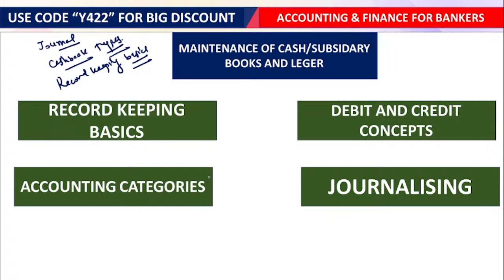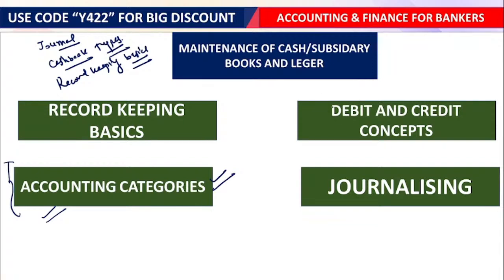After that, accounting categories, that is the most important topic of the chapter. In accounting categories, you have to understand what a real account, a personal account and a nominal account are, and you also have to understand what the golden rule of accounting says. This is a very important topic, and it is very useful in most of the chapters of this subject. So the accounting categories topic is very important.